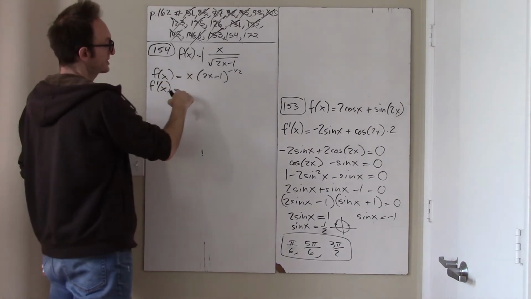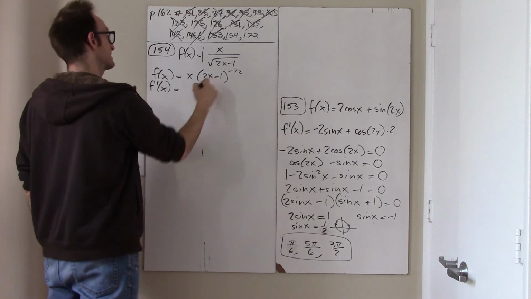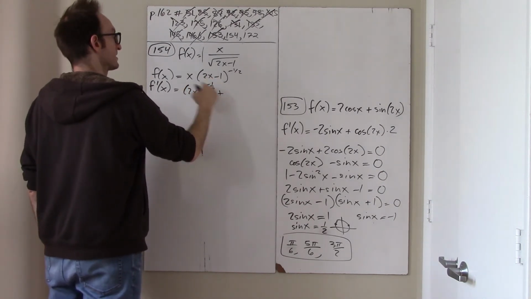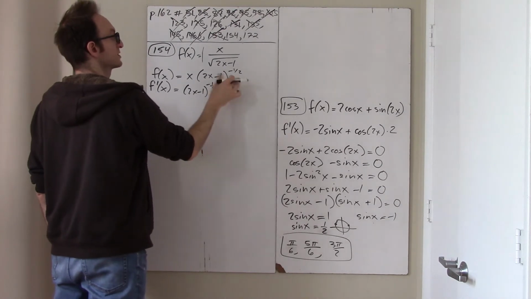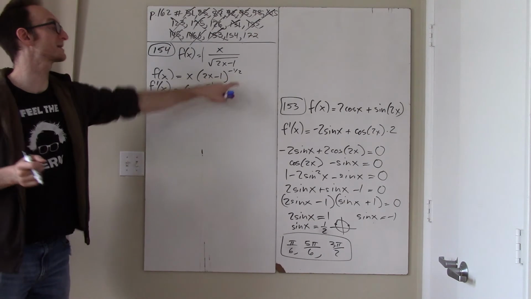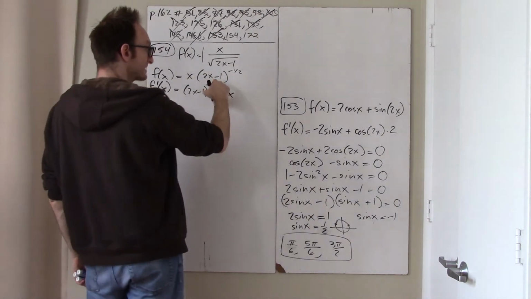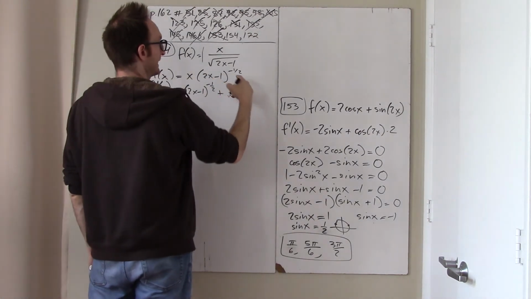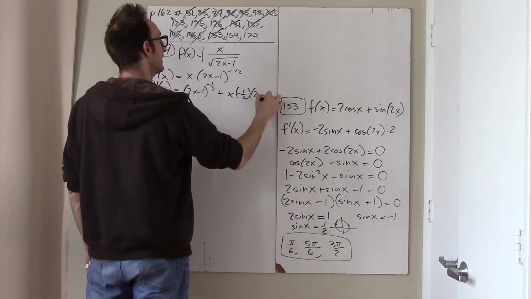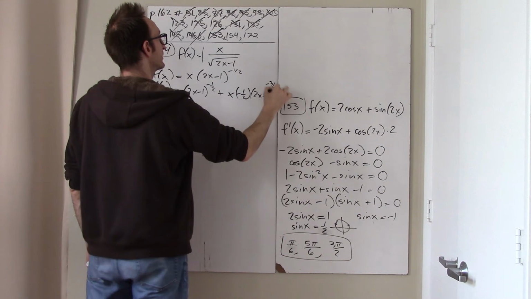Okay, so differentiating, what do you get? Derivative of the first, which is 1, times the second. So I get 2x minus 1 to the negative 1/2, plus the first, x, times the derivative of this. Okay, so how do I differentiate 2x minus 1 to the negative 1/2? Well, something to the negative 1/2 is negative 1/2 something to the negative 3/2.